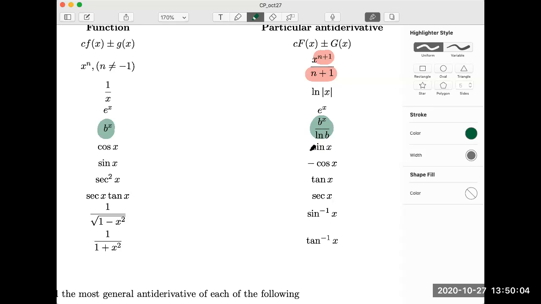Derivative of sine gives us cosine. Therefore, the antiderivative of cosine should be sine here. Similar story. Derivative of cosine gives us negative of sine. Therefore, the antiderivative of sine should be negative cosine. Similar story, derivative of tan gives us secant squared. Therefore, the antiderivative of secant squared should be tan. The similar story for these functions. Okay.